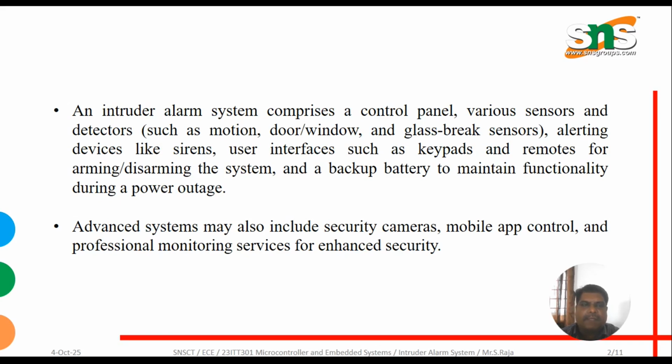An intruder alarm system comprises a control panel, that is the microcontroller, and various sensors, for example glass break sensors, door or window sensors, or motion sensors, which take inputs from the users. The detector will detect if someone enters through the door, and it will alert devices like sirens. The sirens make a sound to alert the owner and nearby people, and keypads or remotes send a message to the owner that an intruder is entering your home. If a power failure happens, we need to provide a battery backup to maintain functionality during a power outage.